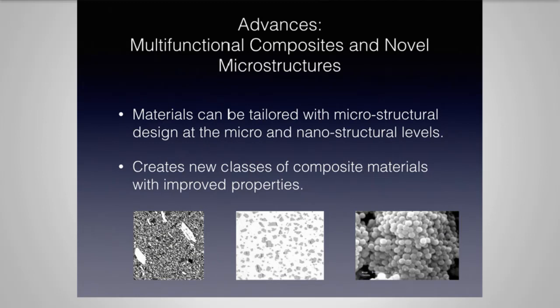Now, we have some advances that are going on. These multifunctional composites with novel microstructures are being developed that you and I are working with today. There are really some excellent materials that I've been working with over the course of time. These materials are tailored via the microstructural design that the scientists are putting together in the lab. Using micro and nanostructural levels, they create these new classes of composites which have remarkably improved properties. So, like I said, compared to what I worked with 30 years ago, the materials that you and I work with now can be so extremely exquisite in their ability to mimic the natural structure.